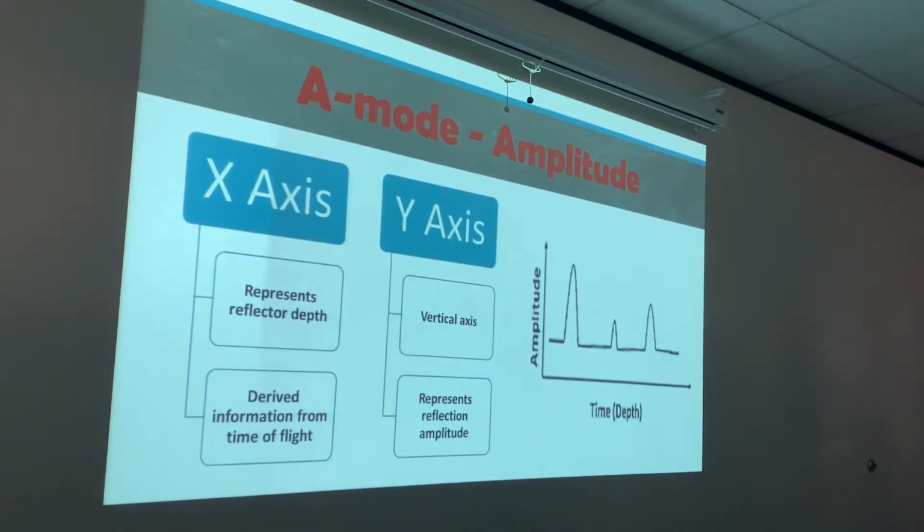So again, our x-axis, that's our horizontal axis, represents the reflective depth. That's also derived from the time of flight information. Of course, our reflective depth is going to be how far something is traveling, right? It's sending the signal out, bouncing off a structure, coming back to the transducer. Our y-axis is representing the amplitude, or the strength of that reflection.